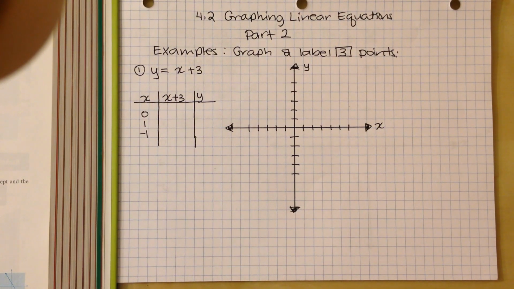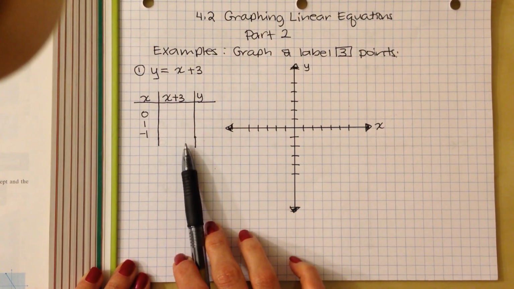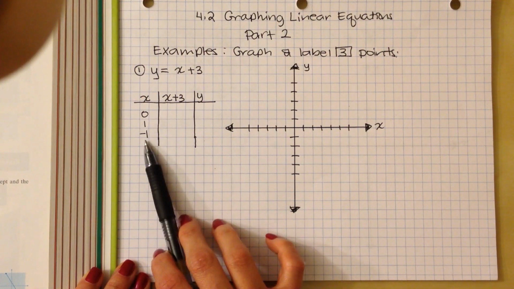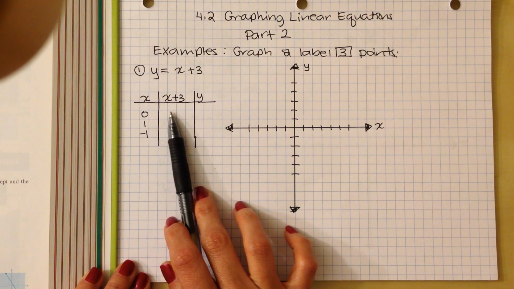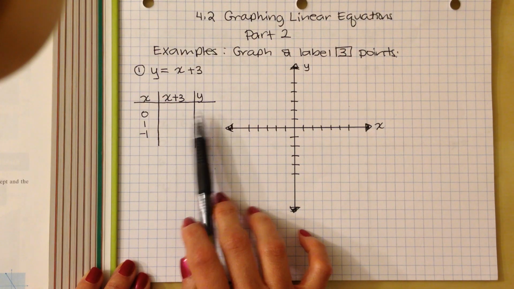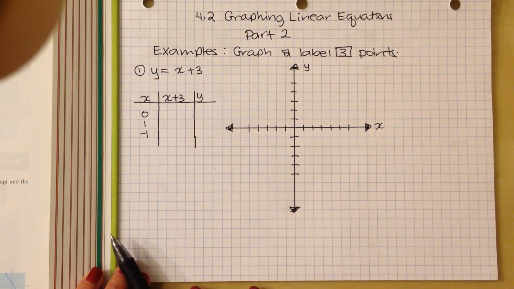So we have our first example, y is equal to x plus 3, and I've made a table. What we want to do is pick 3 x values, input them into our equation, and then get our answer for y. The 3 values for x could be any 3 points that you want. Just make sure that you pick easy numbers to work with, like 0, 1, and -1.